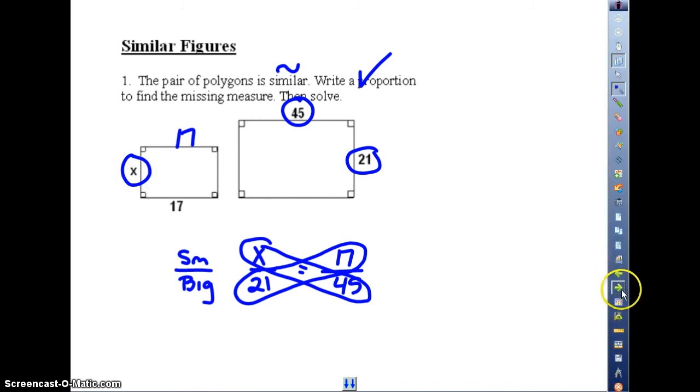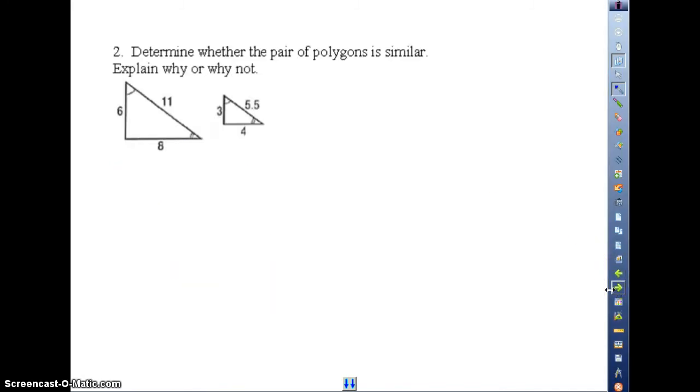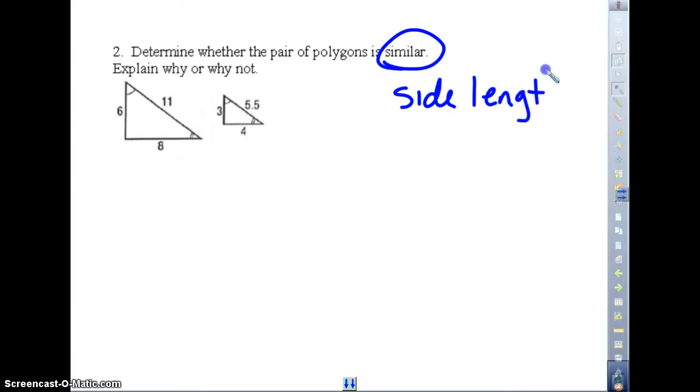All right, let's look at number 2. Determine whether the pair of polygons is similar. Explain why or why not. If they are similar, side lengths are what? If they are similar, side lengths are proportional.